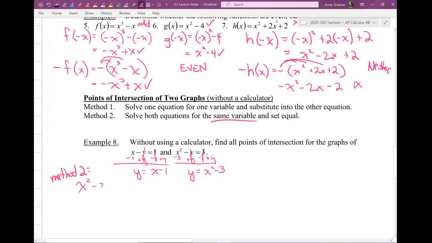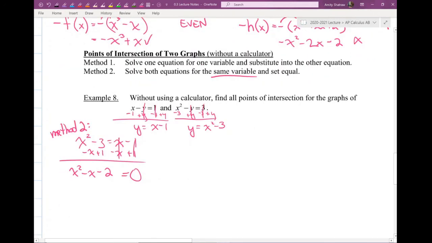X squared minus 3 equals x minus 1. I'm going to solve this by getting everything over to this side. Opposites now equal 0. I have x squared minus x minus 2, and I know how to factor that. I totally remember factoring. That this is an x minus a 2 and an x plus a 1, and that equals 0. So my answer is that x equals 2 and x equals negative 1.